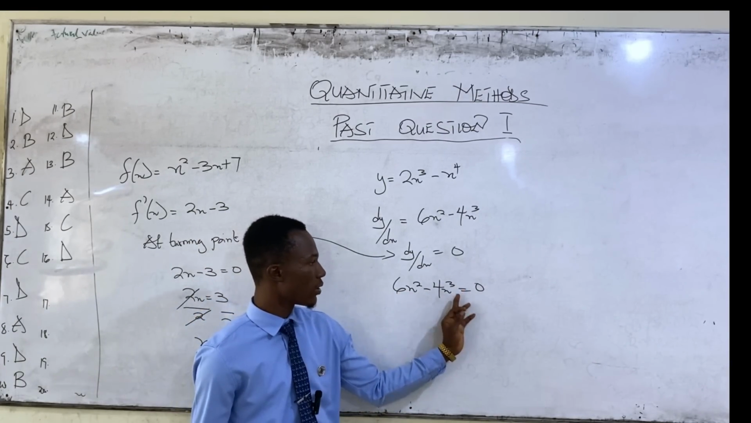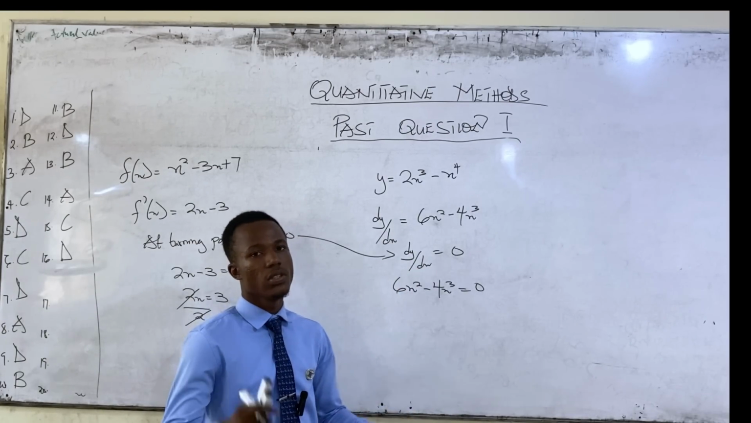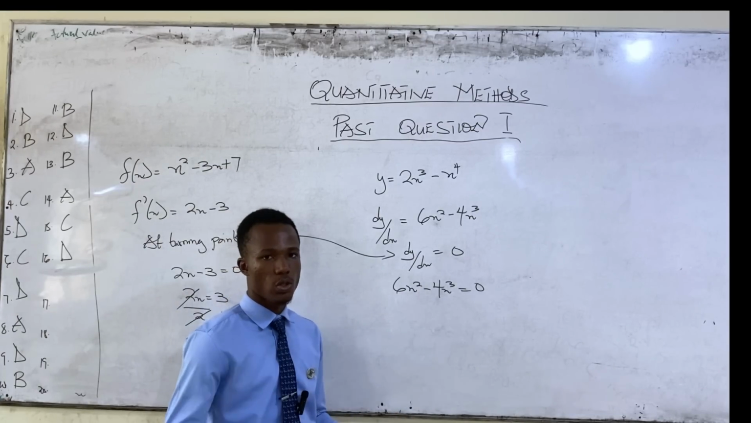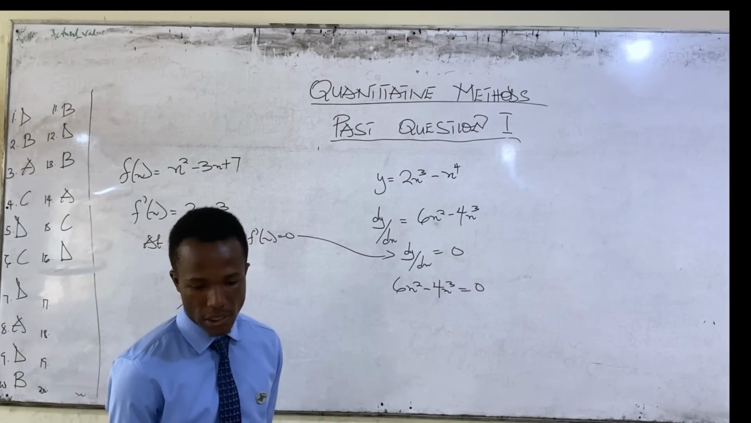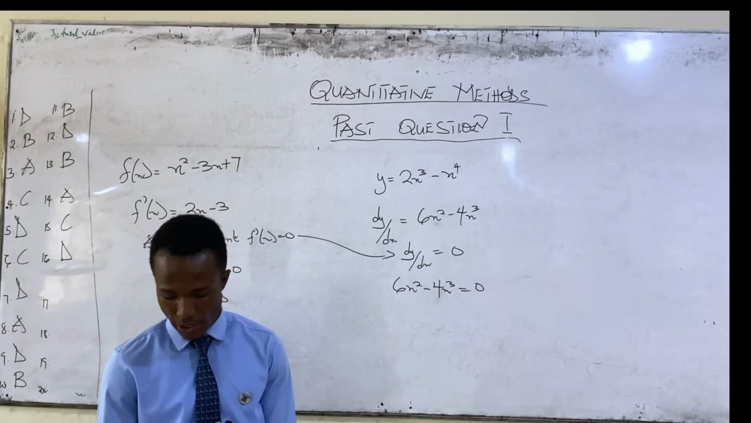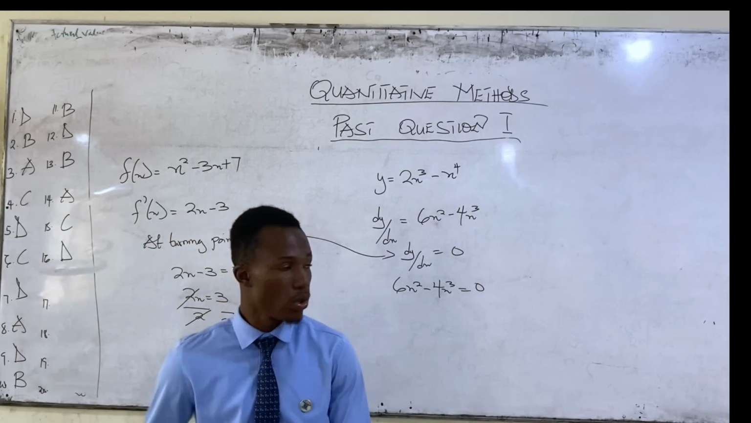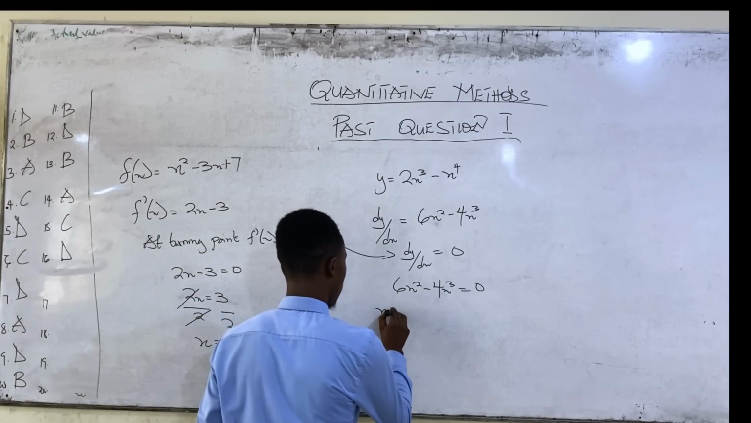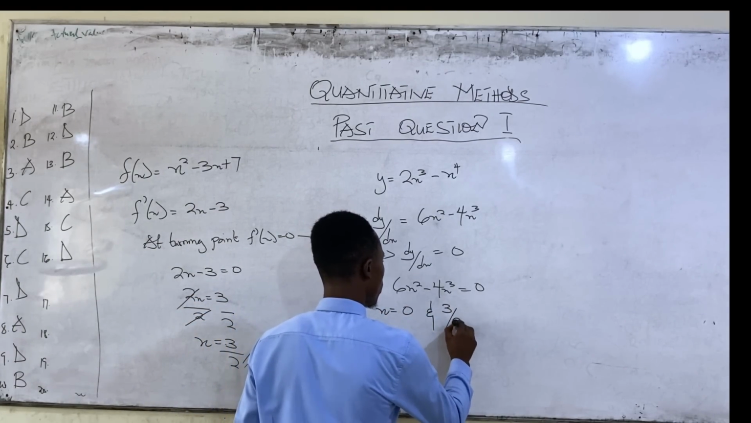The next one, we don't have any number here. So you press 0 equal to, 0 equal to, then you press the equal sign again. And you are going to get the values for x. So you are going to get x to be 0 and 3 on 2.